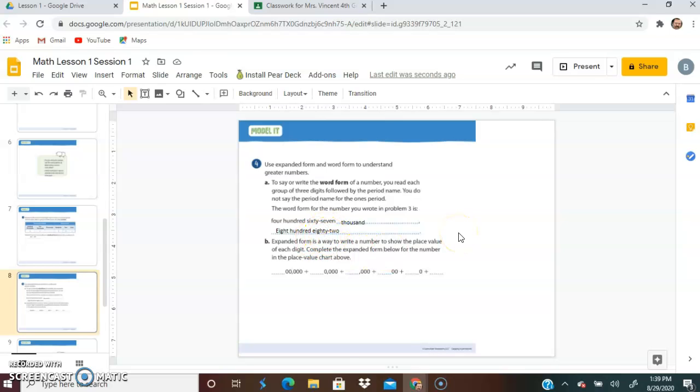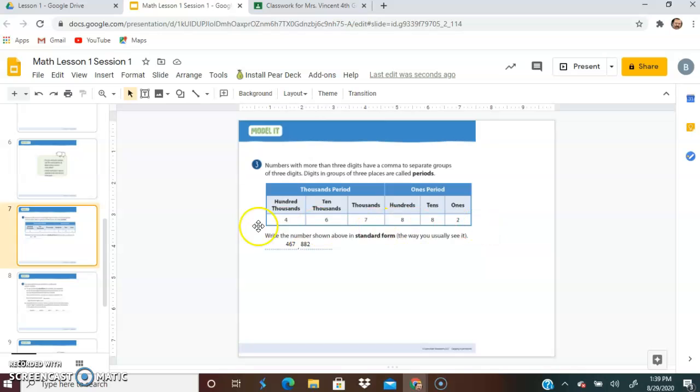And the dash, if you're having to type it ever, it's actually up by the number 0 on your keyboard. Okay, but you're writing in your book right now. Letter B. Expanded form. I always think expanded form is when you stretch it out. It's a way to write a number to show the place value of each digit. We're going to complete this expanded form below for the number in the place value chart above. So we're thinking still about this number.